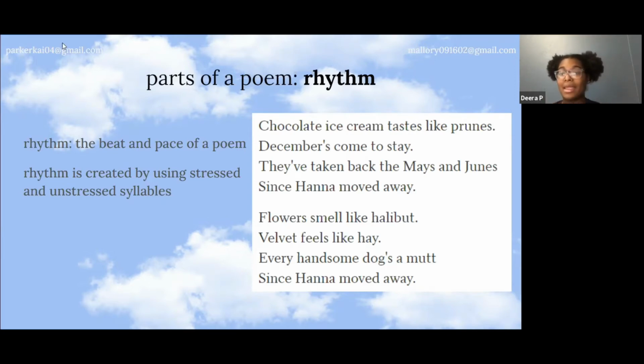And that's not something I made up. That's how you would naturally read the poem, but I'm bringing it to your attention that there's a steady rhythm throughout the entire poem that you would naturally read this in that creates emotion or more understanding about the poem. So for the second stanza, flour smells like halibut, velvet feels like hay, every handsome dog's a mutt since Hannah moved away. So you can see that there's a rhythm and the same rhythm throughout the entire poem.